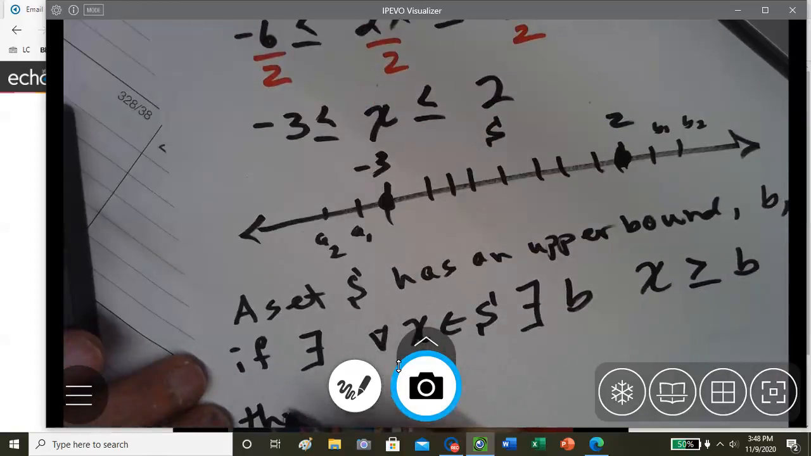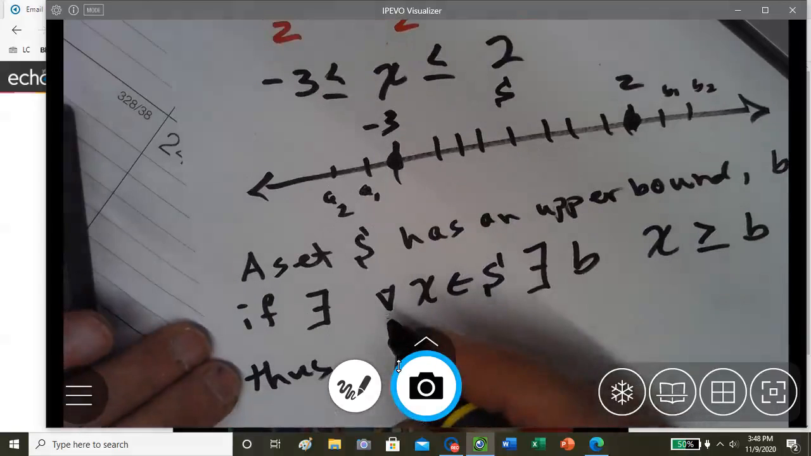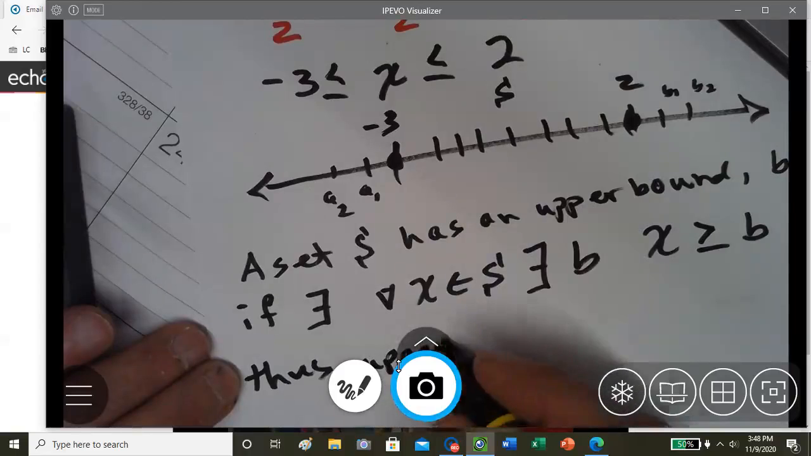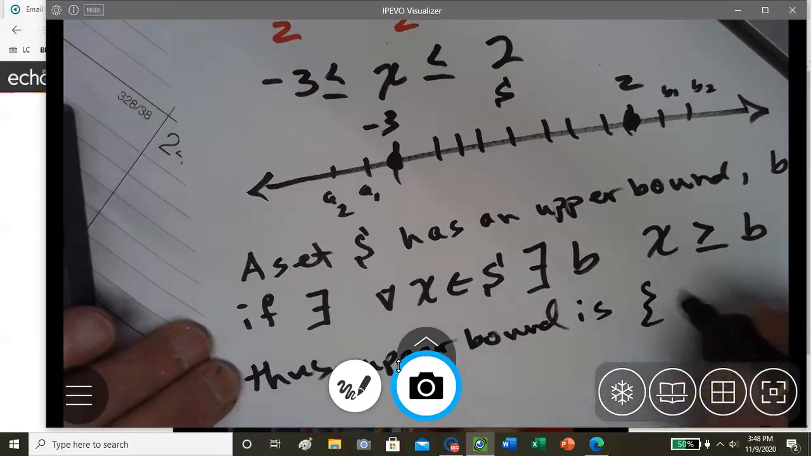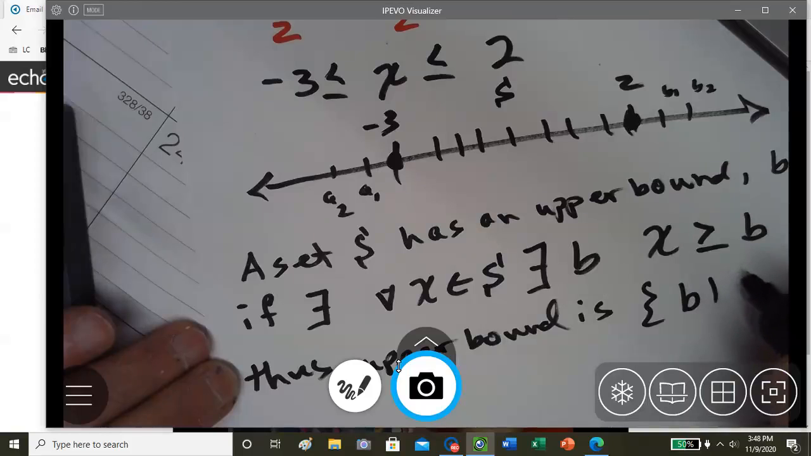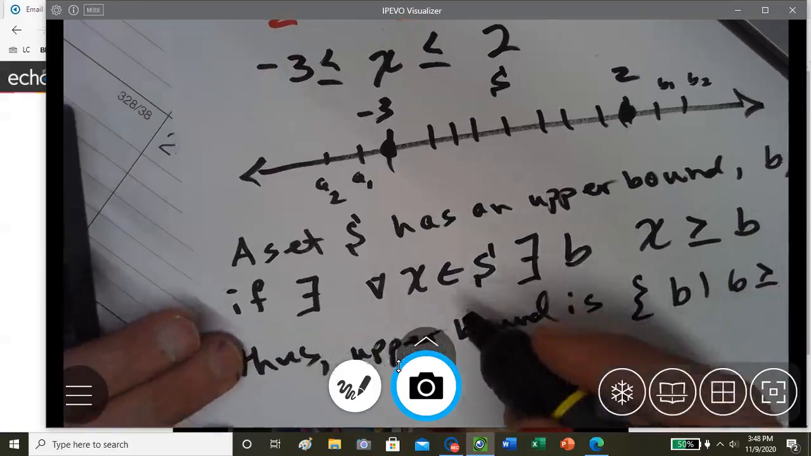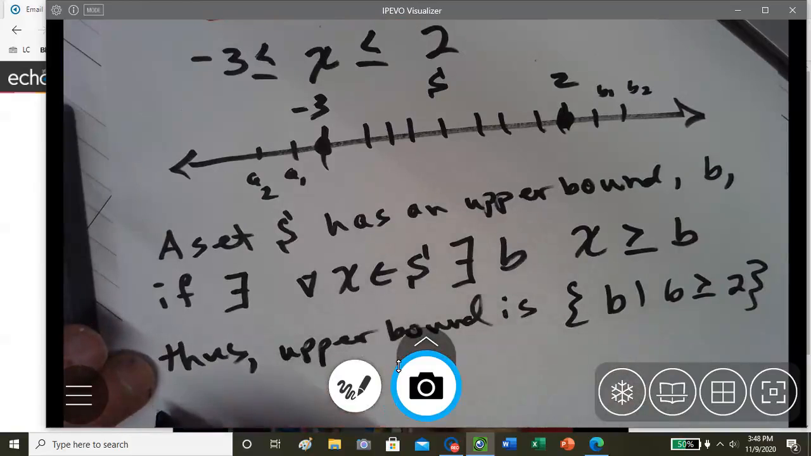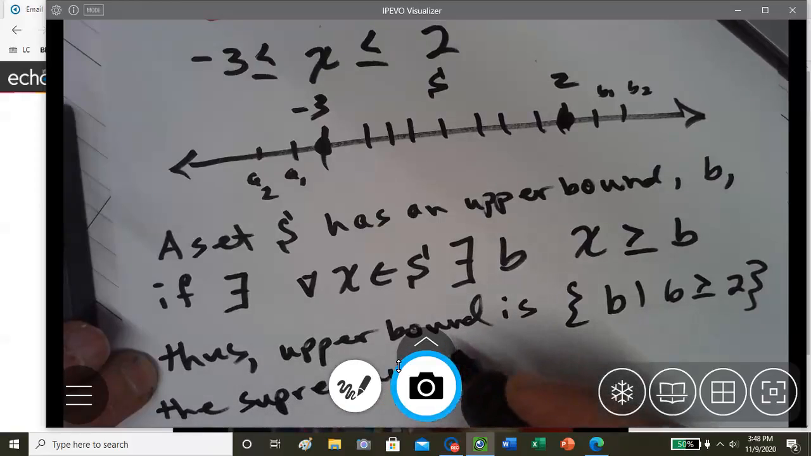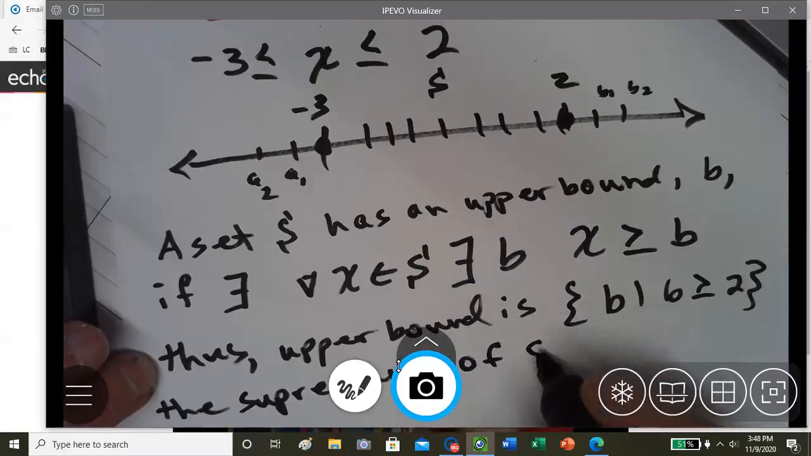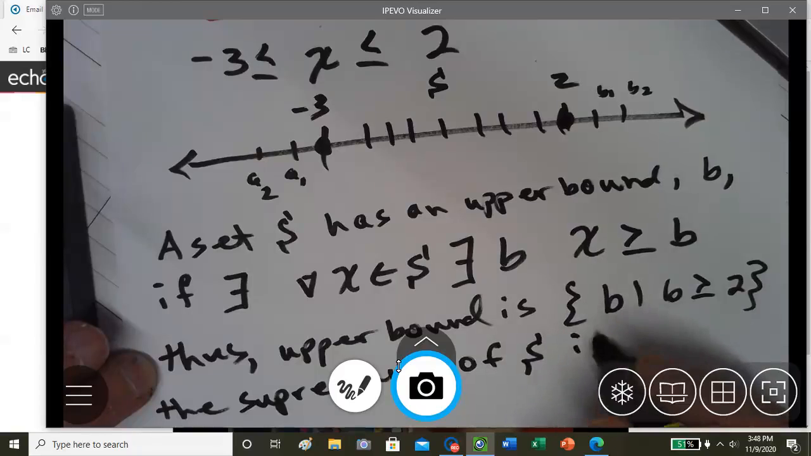Thus, we can say the upper bound is the element B such that B is greater than or equal to 2. The supremum of set S is 2.